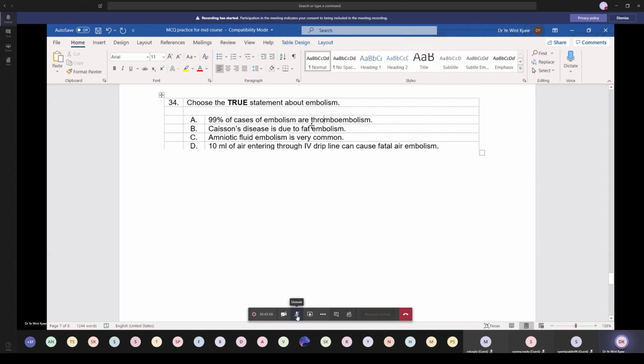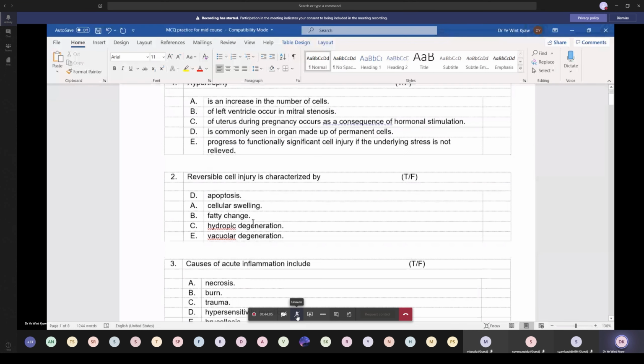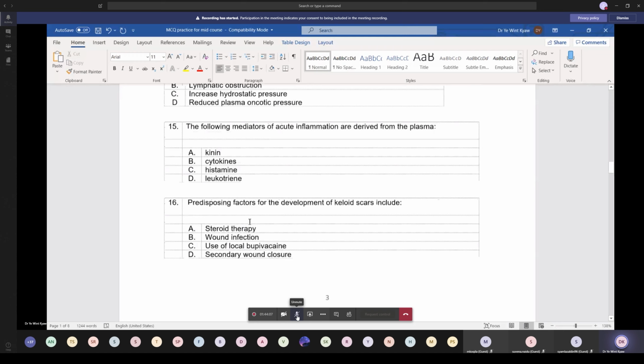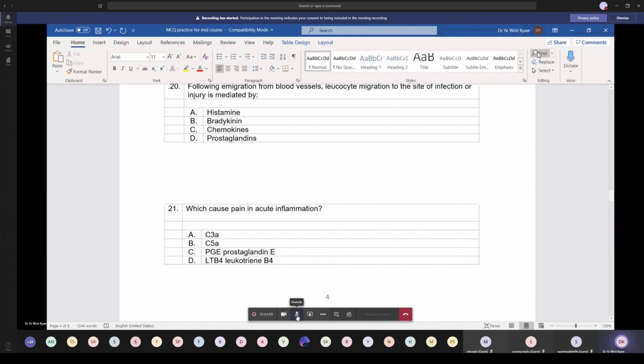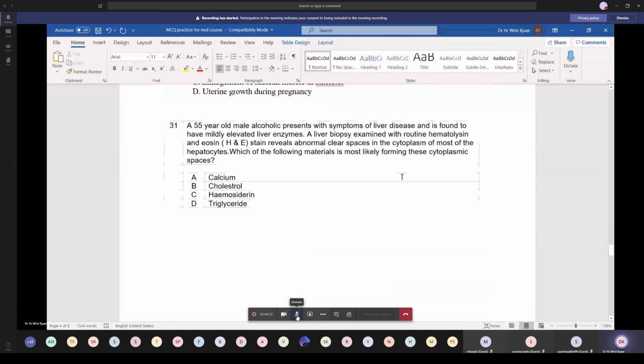So I will send this. I will send this one. You can practice this SAM question. I will continue with SAM hematology again. But hematology, I will not send you. I will just send this one only for SAM practice.